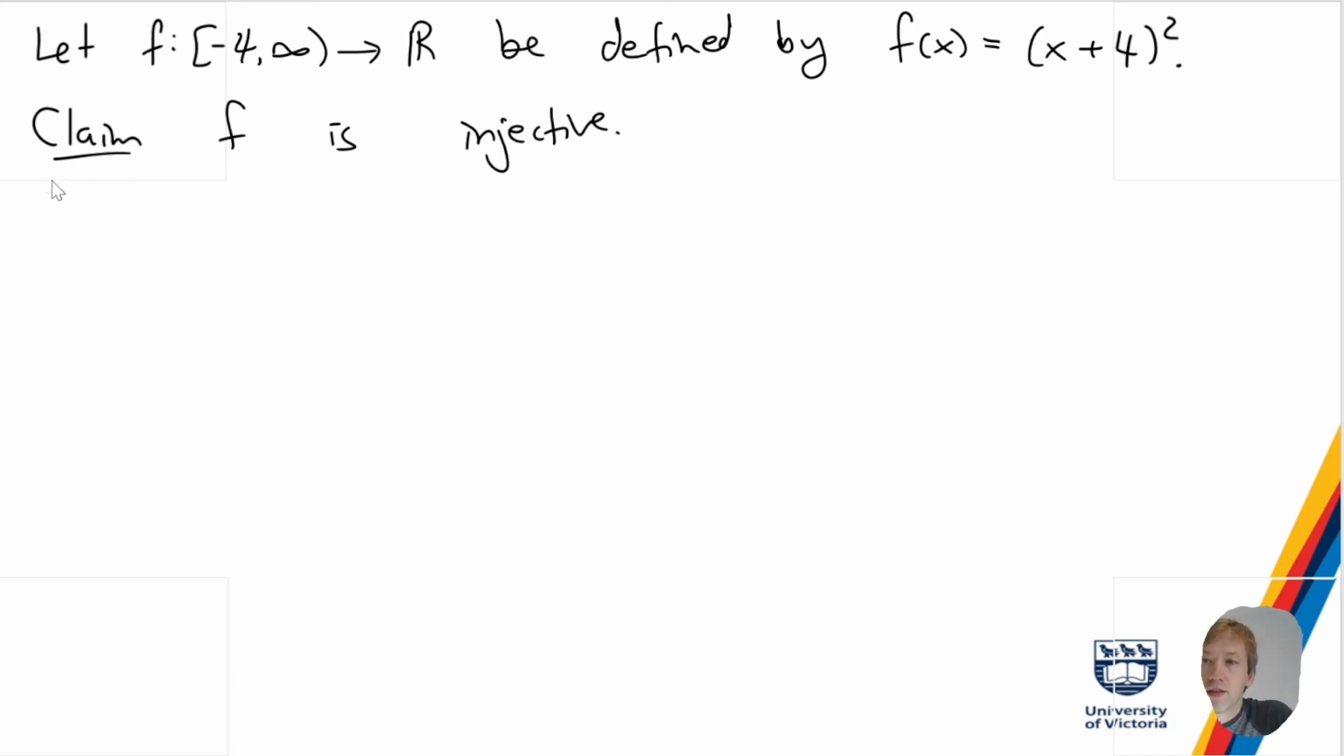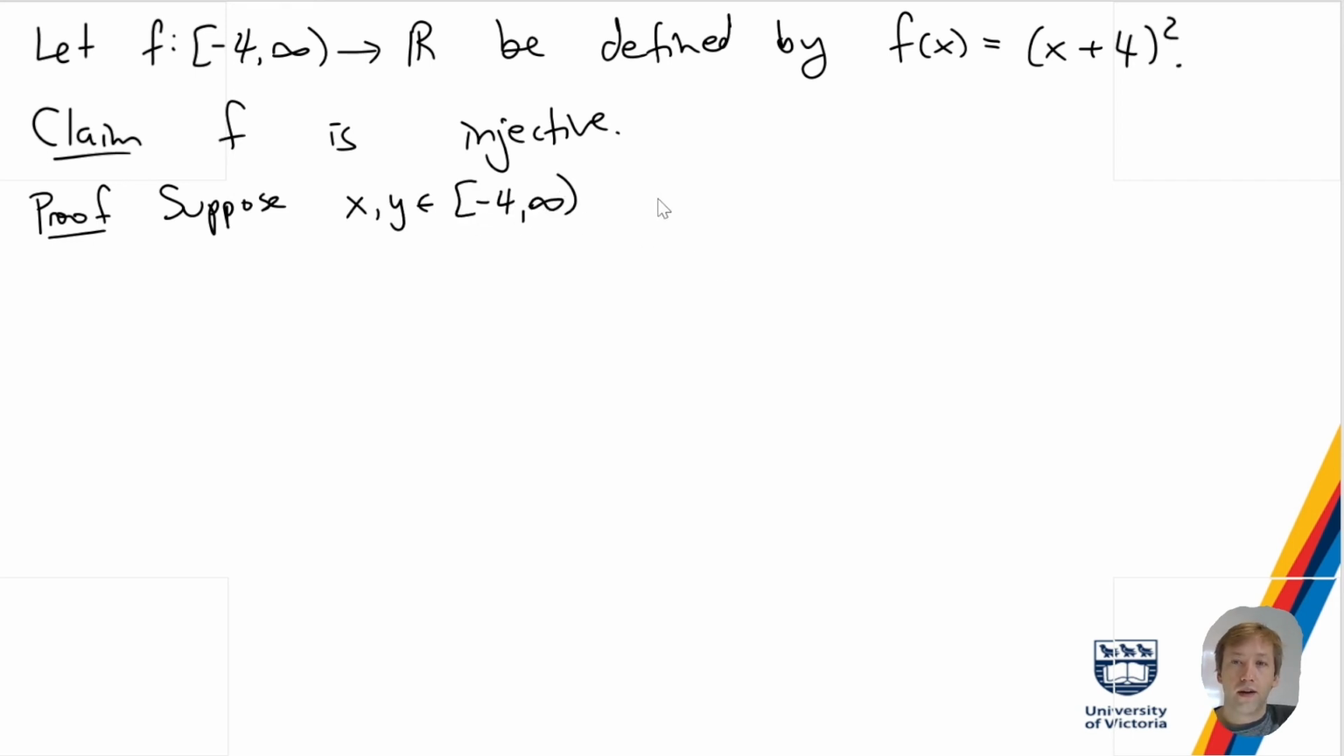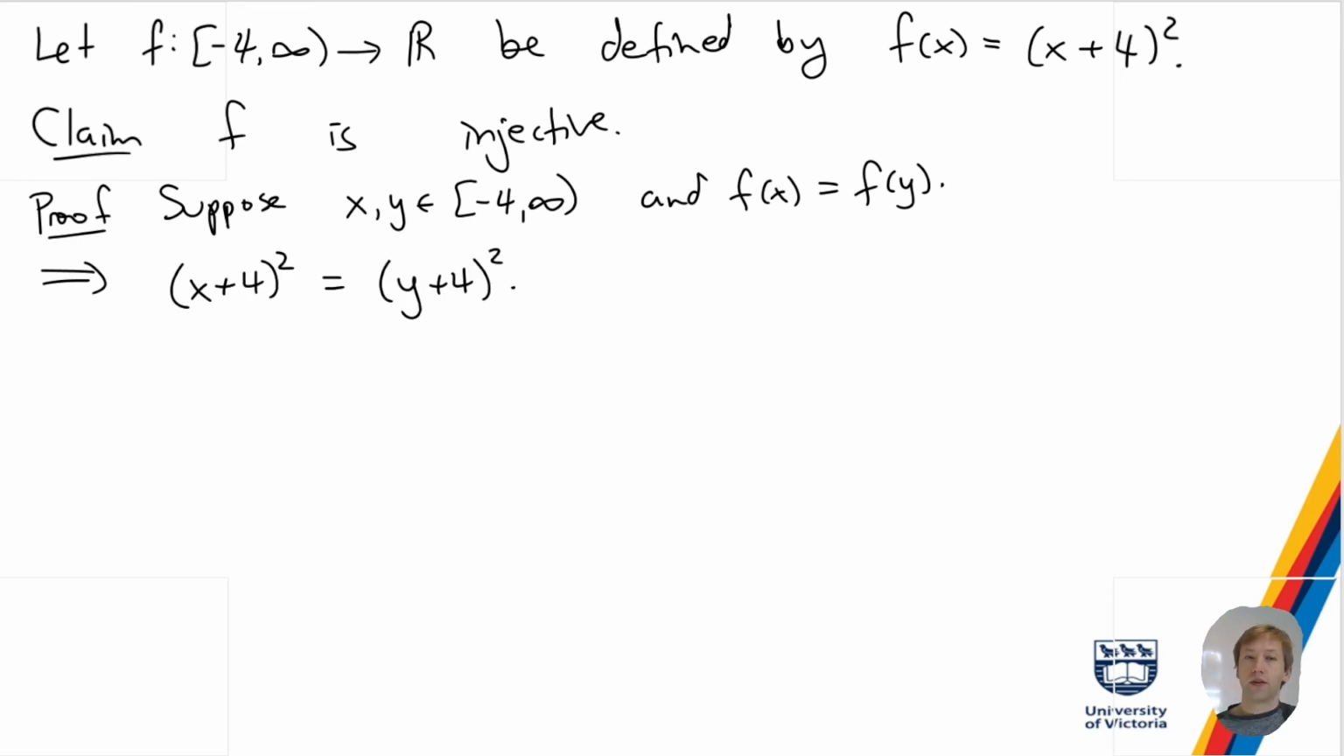So the way that these injectivity proofs usually work, if you're trying to show something is injective, let's suppose that x and y are in the domain, so they're between -4 and infinity, and that f of x equals f of y. So this means that x plus 4 squared is equal to y plus 4 squared. Now if something squared is equal to something squared, that implies that the absolute value of x plus 4 is equal to the absolute value of y plus 4.